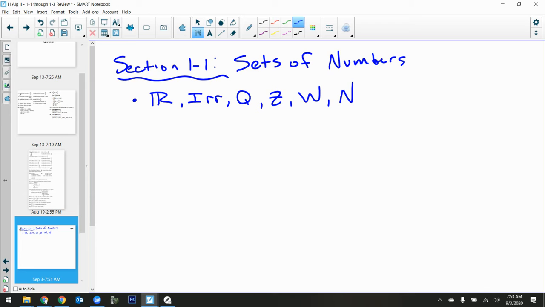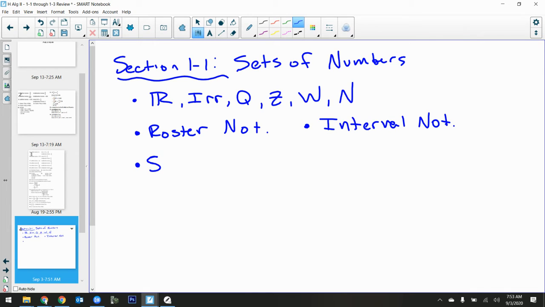Okay, so I can ask you about giving me the description of what set it's in, what subset of real numbers that it's in. I could ask you to put things in roster notation. I could ask you to put things into interval notation. And I could ask you to put things into set builder notation, right? And I could give them to you in a variety of different ways.